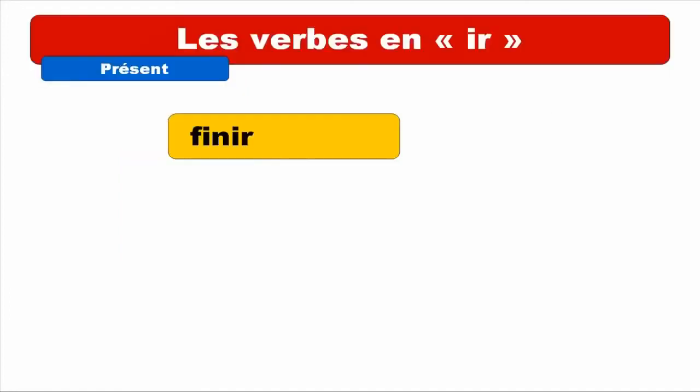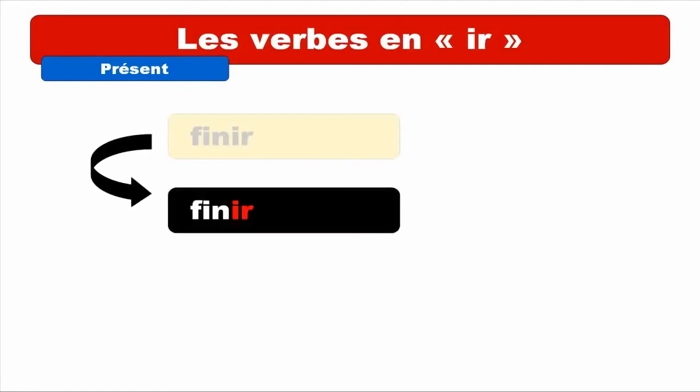As you probably know, in French we've got three groups of verbs, and les verbes réguliers en IR, the verbs ending with IR, are the second group. Be careful, because it doesn't mean that every verb ending with IR belongs to this group, because there are other verbs ending with IR that belong to the third group, the irregular verbs. But in this case, I decided to choose finir.